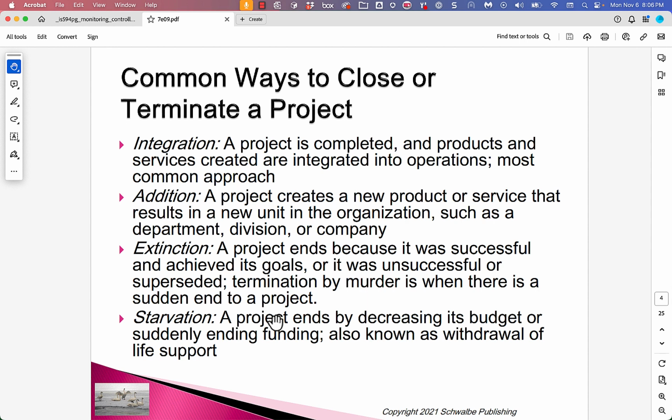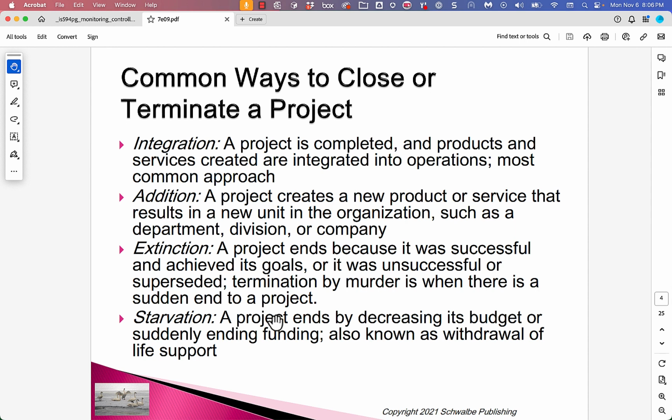So, common ways to close or terminate a project. They are integration, addition, extinction, starvation. If it's integration, a project is completed and the products and services created are integrated into operations. That's the most common approach. So we just hand over our deliverables. They become part of continuing operations.